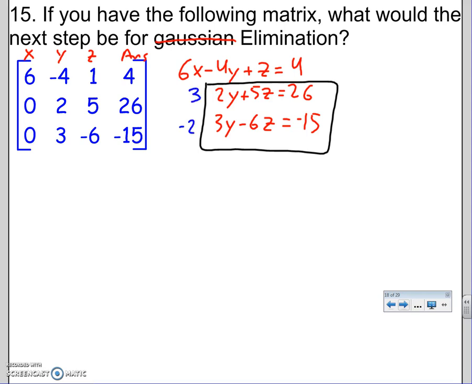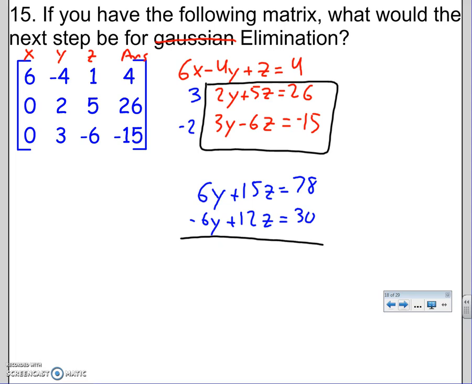Because then that'd give me 6y plus 15z equals 78, and -6y plus 12z equals positive 30. Elimination means you add downwards. -6y plus y cancels out. This will make 27z. This will make 108. So I'm going to multiply the second row by 3. I'll multiply the third row by -2. I'm going to add them together, because that's what elimination is.